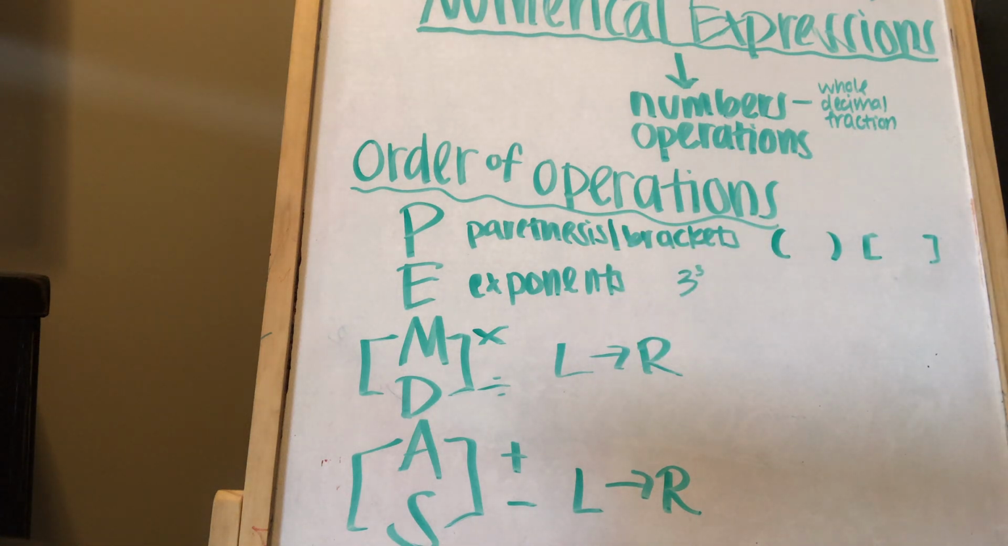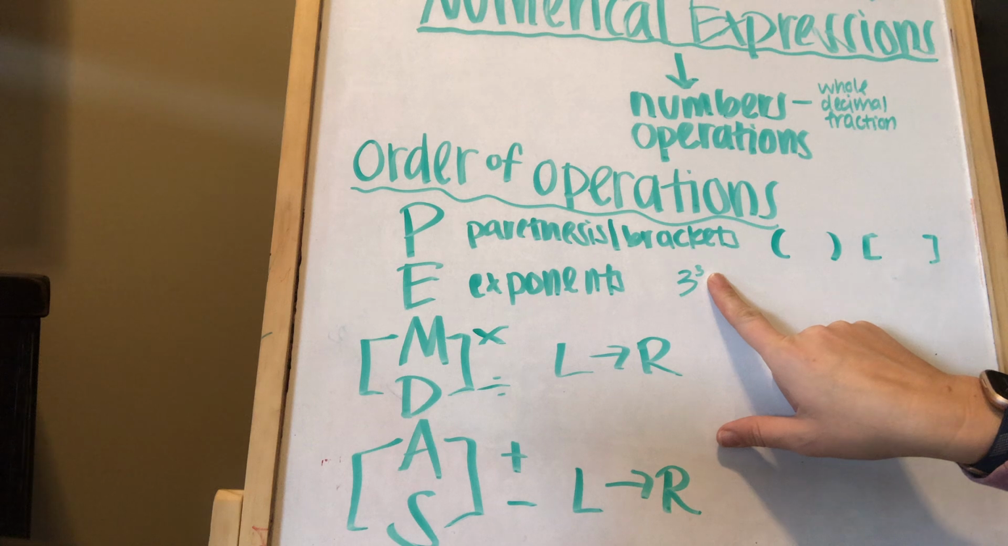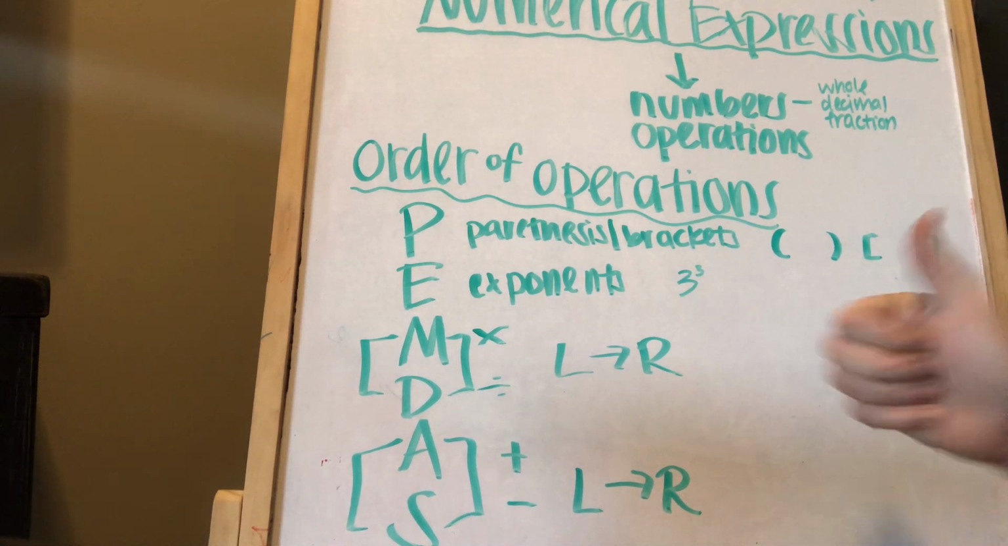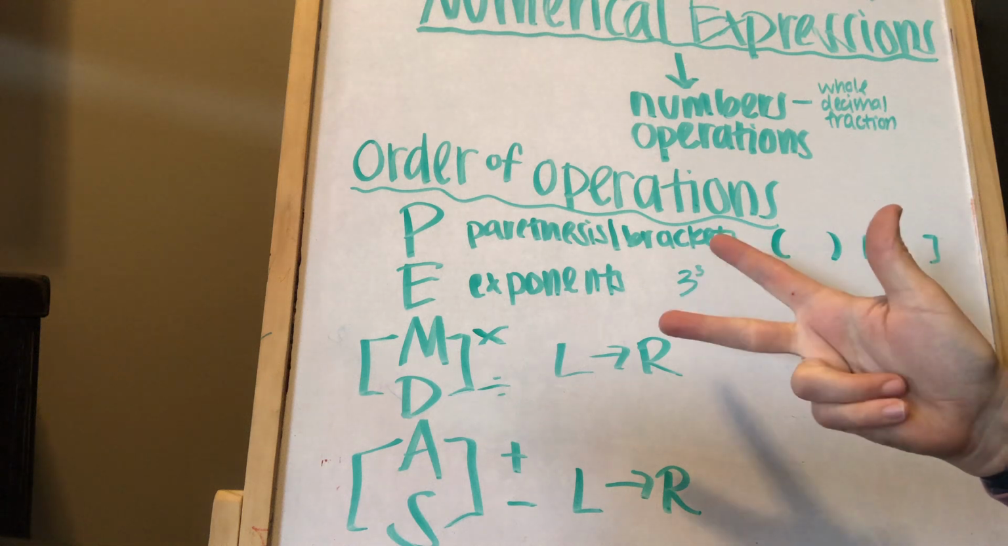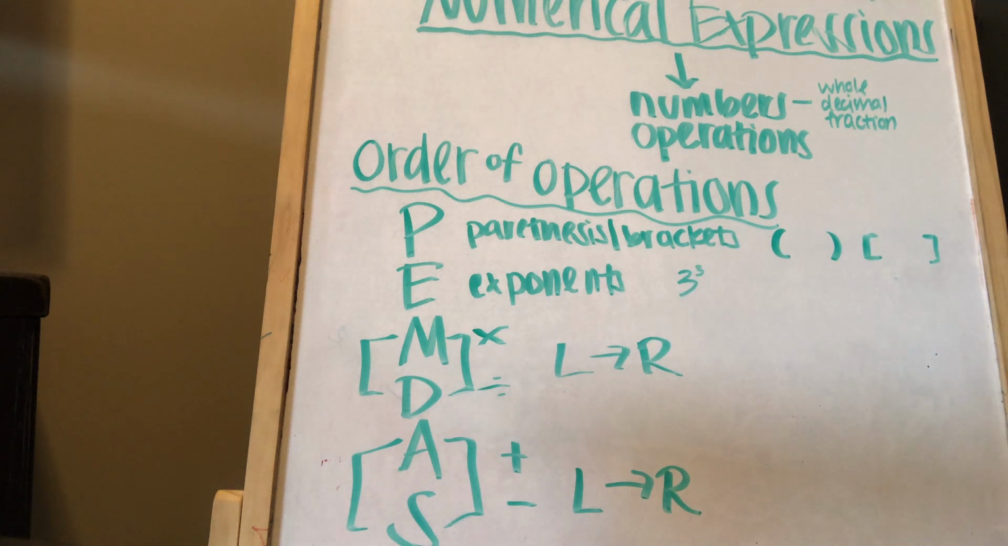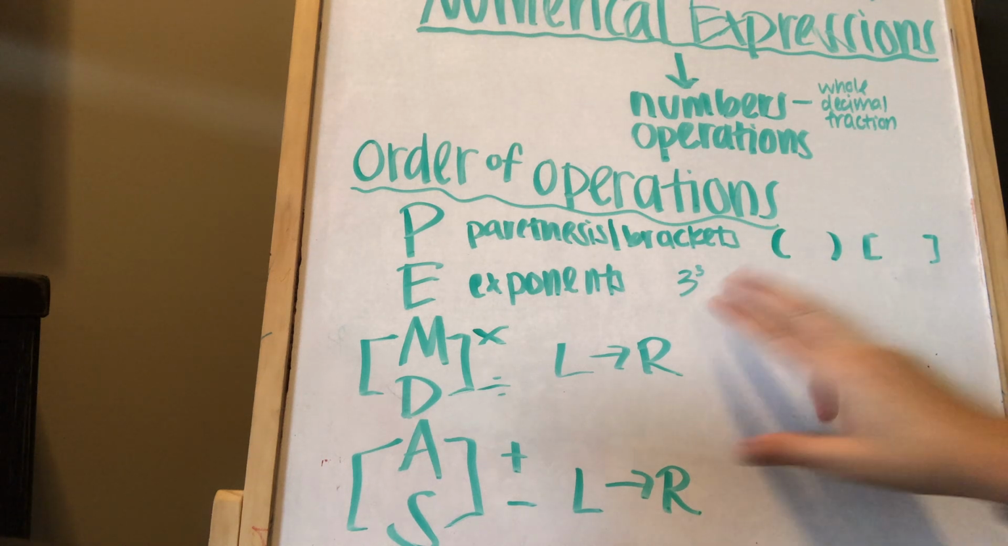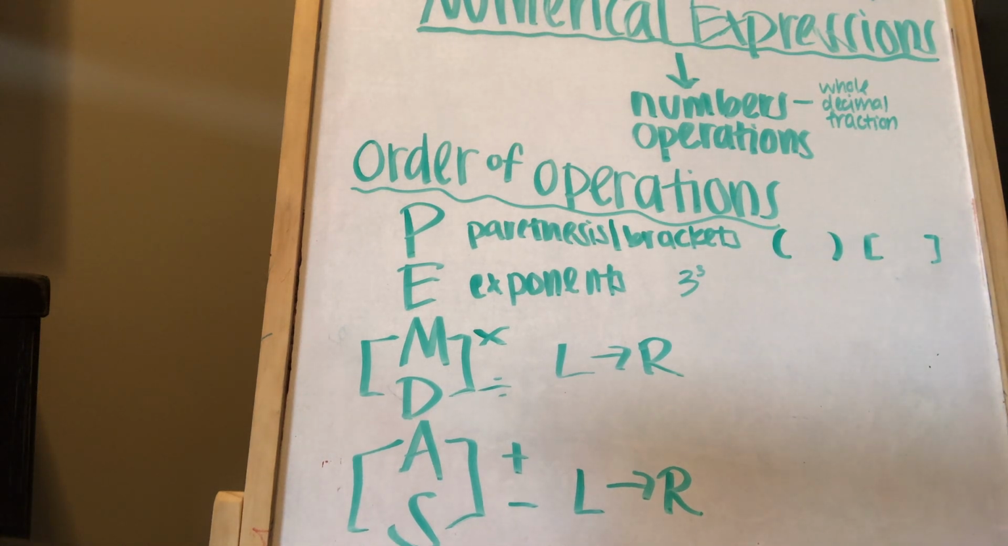Next up is our exponents. We worked on exponents earlier last week. Remember, for our exponents, that's when we have our squared here. So if we have 3 to the third power, it means 3 times 3 times 3, not 3 times 3. So 3 times 3 is 9, 9 times 3 is 27. So keep that in mind with your exponents.